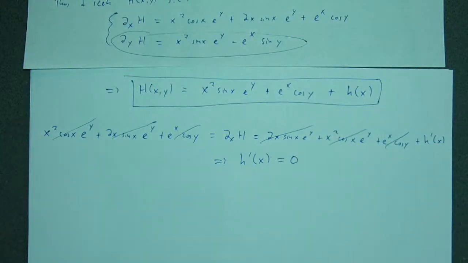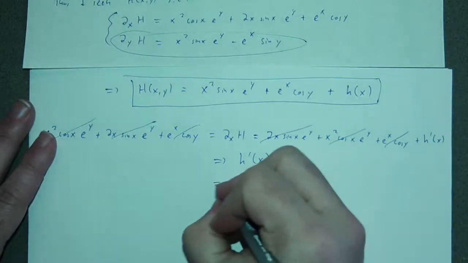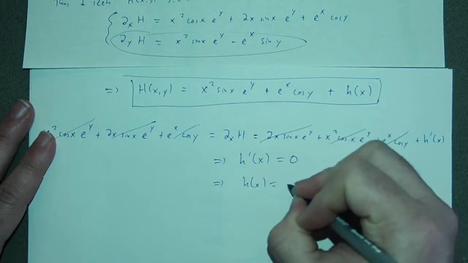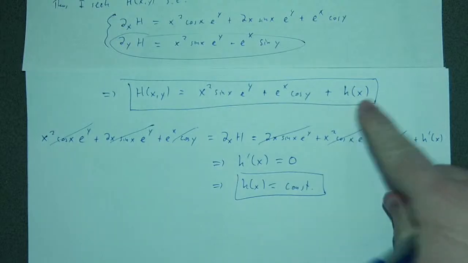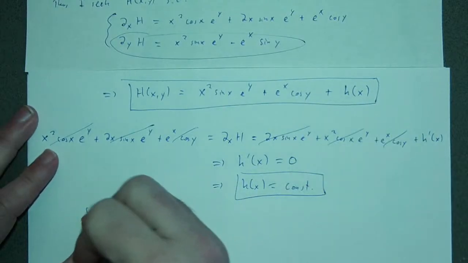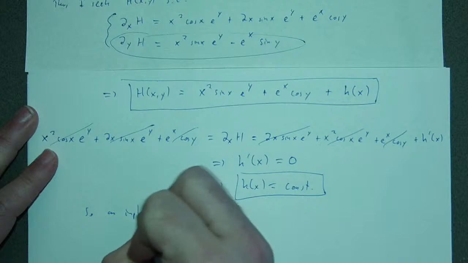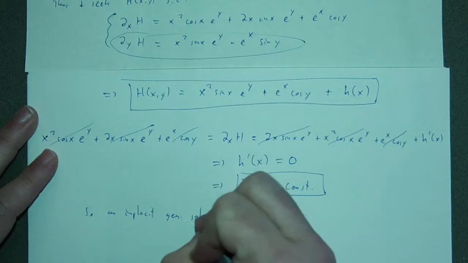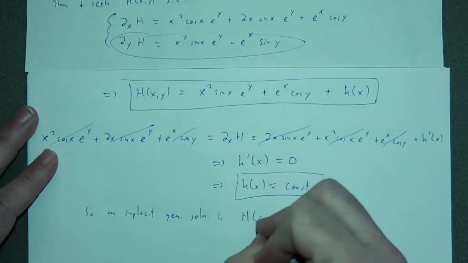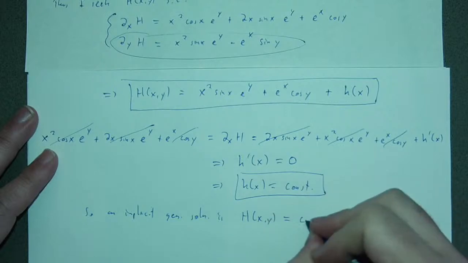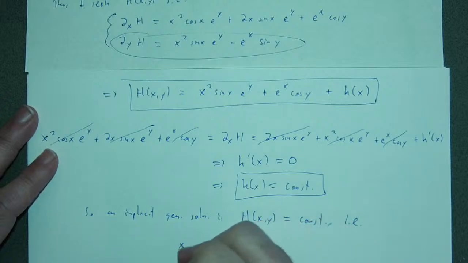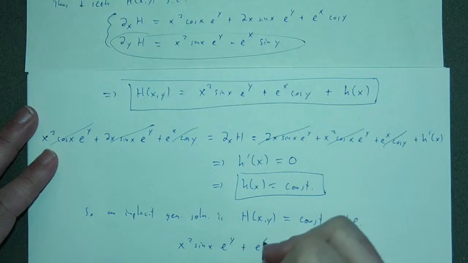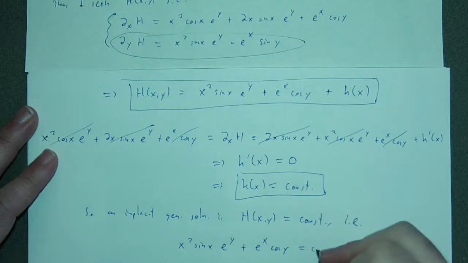So then little h prime of x is 0, and of course that means that little h of x is equal to a constant. Since this is a constant, I can absorb it on the right-hand side, and so an implicit general solution is given by h of xy equal to constant, i.e. x squared sine x e to the y plus e to the x cosine y is equal to constant.